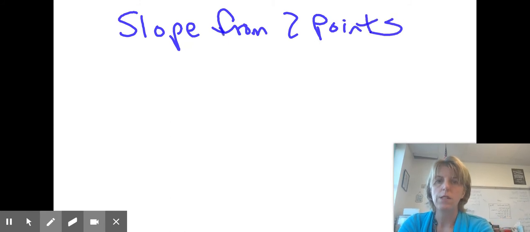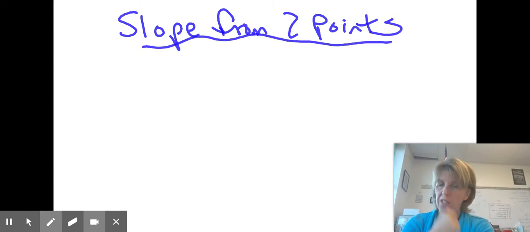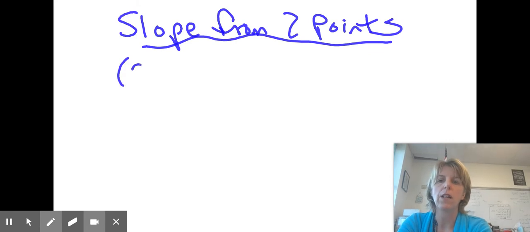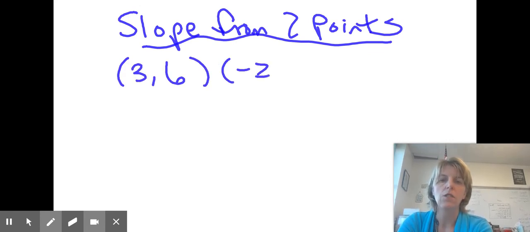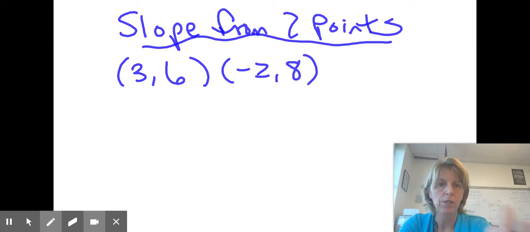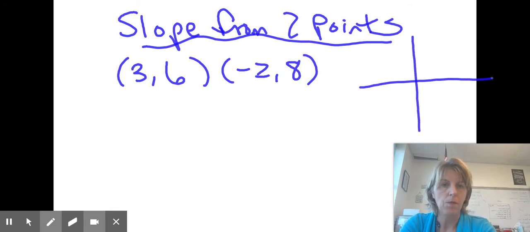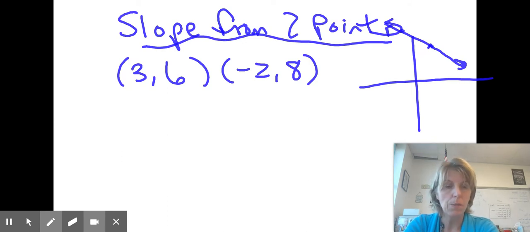Okay, slope from 2 points. So let's imagine that we have 2 points. Let's say that we have like 3, 6 and -2, 8. If those are 2 points that we were to graph on our graph, so let's say if we had 3, 6, the point can be about there. And if we had -2, 8, the point can be about there. And there was a line. So we could draw the line and then try and guess the slope as best as we can, but there's a much more accurate way to do that.